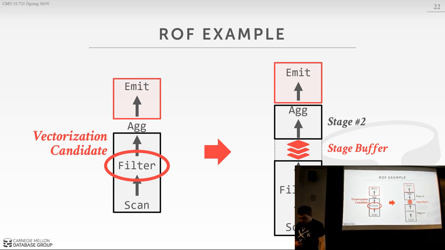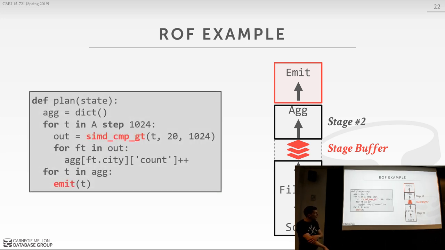So now if we go back to our query plan, I'm showing some pseudocode here, but we're now in our for loop. We're iterating over the table A in steps of 1024, so we're grabbing 1024 tuples at a time in a vector. Then we can do our SIMD comparison, right? Because we have everything, we just shove it into the register and then crunch on it. Then we take the selection max that comes out of this from our vector, and then we can update our hash table here.